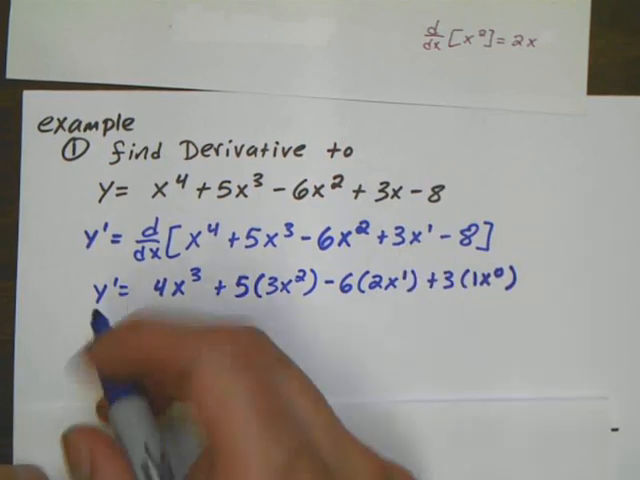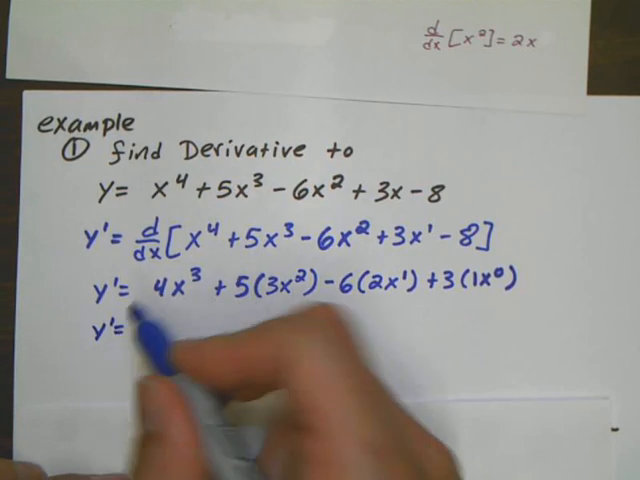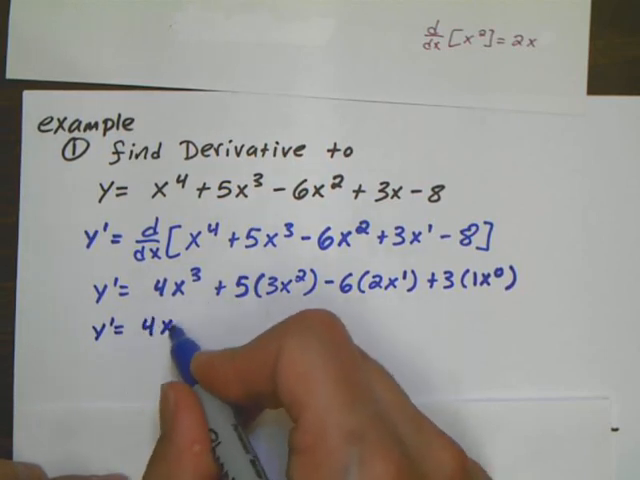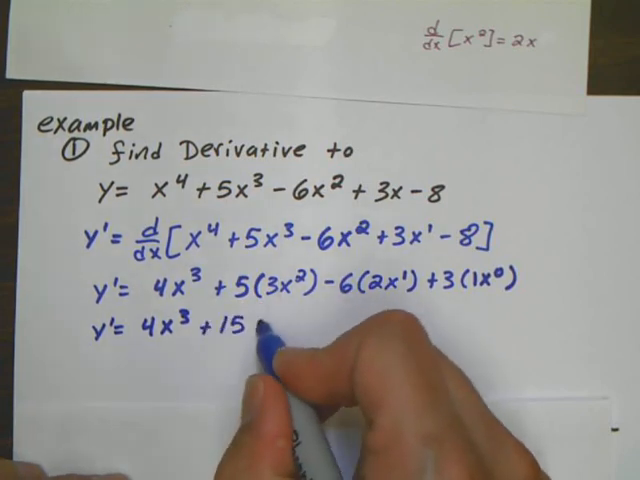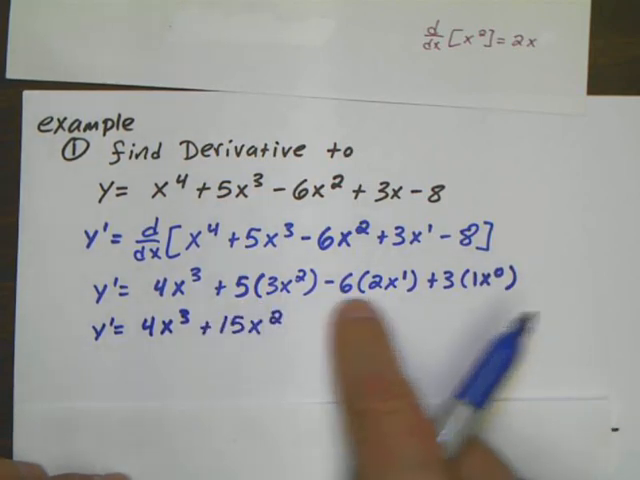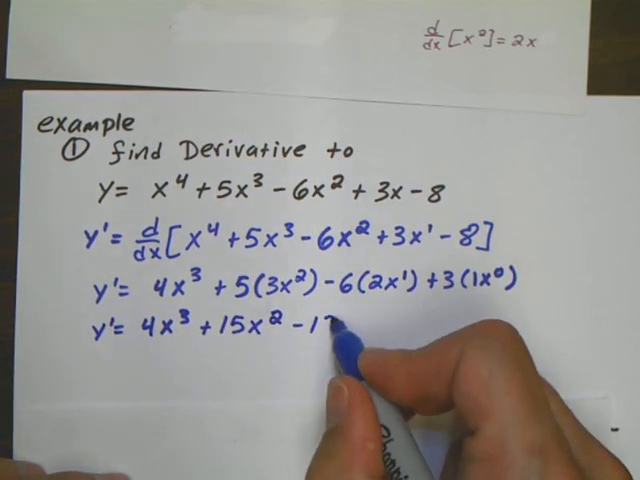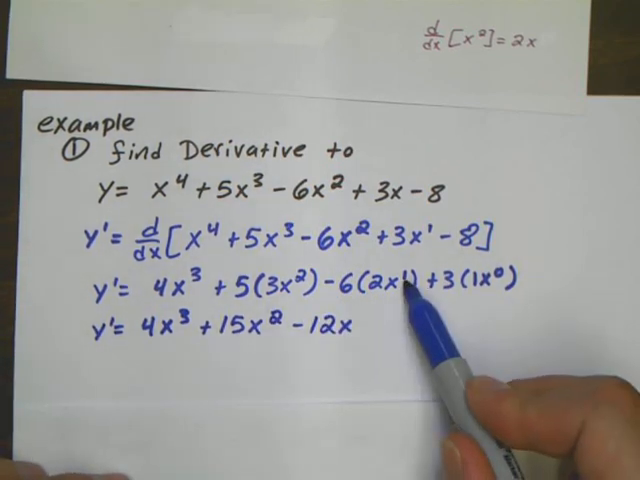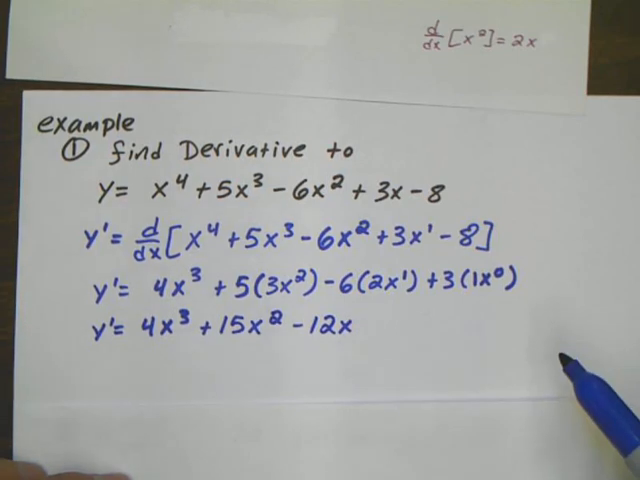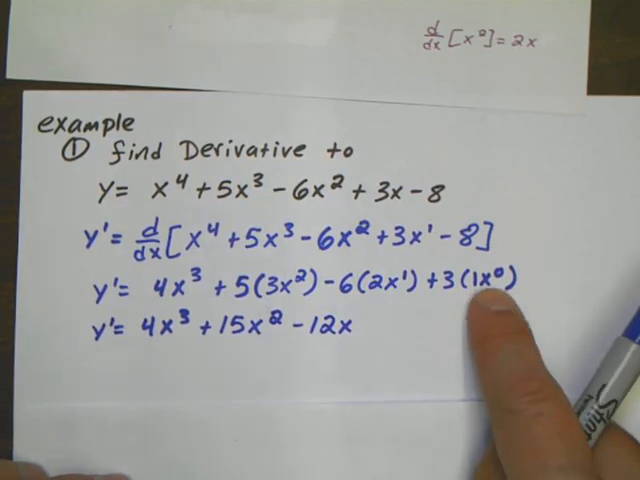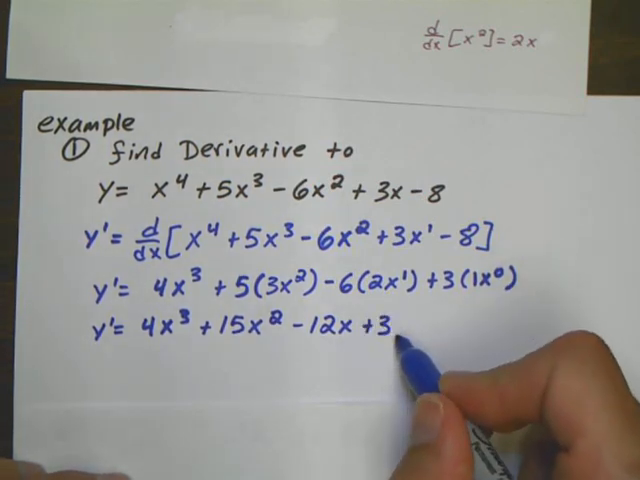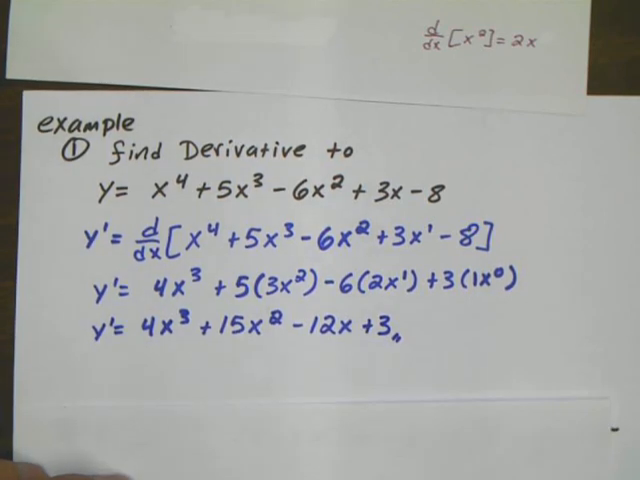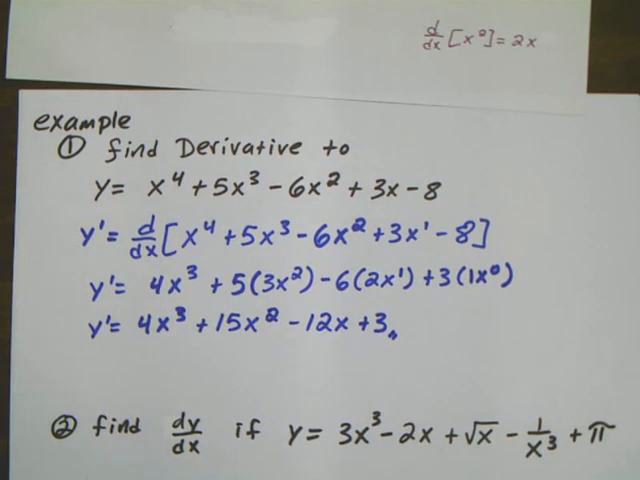And now I'm going to simplify this and clean this up. This is now going to be equal to 4x to the 3rd. I multiply these two, so it's going to be plus 15x to the 2nd. Multiply these two, it's going to be minus 12x. And I don't ever write the first exponent, so it's just going to be 12x. Now any power of x to the 0 is going to be 1. So I'm really multiplying this 3 by 1, so it's going to just be plus 3. And that's my answer. That's my derivative. Alright. Next problem.